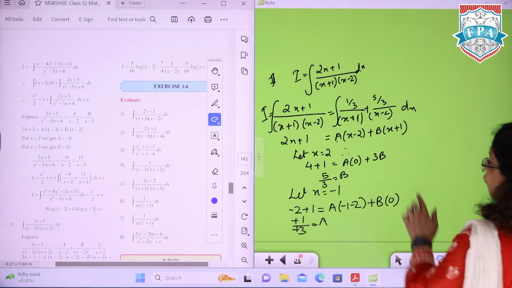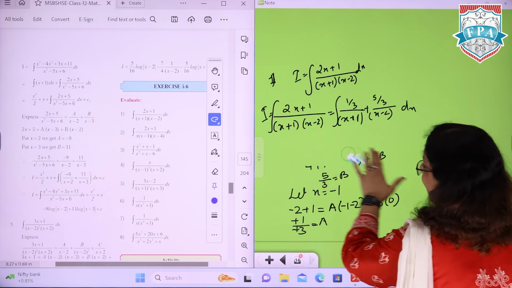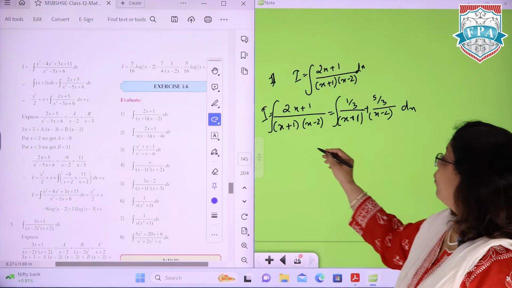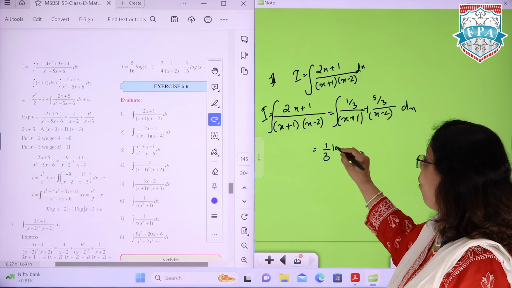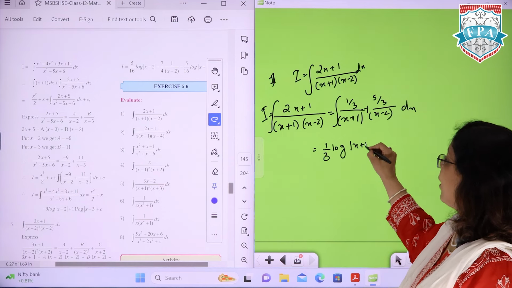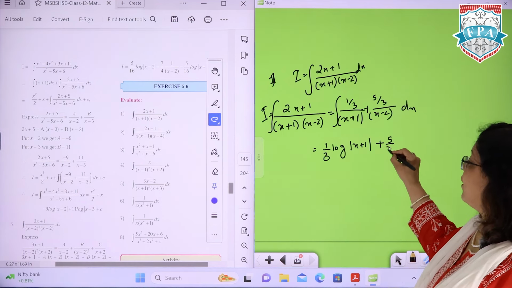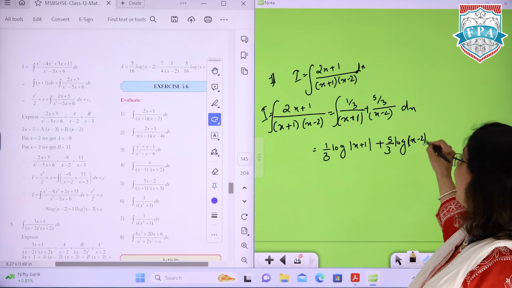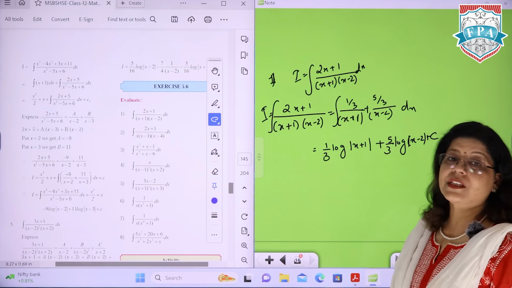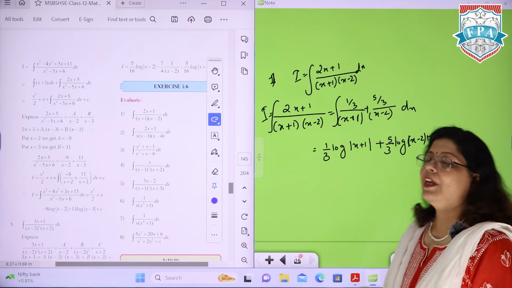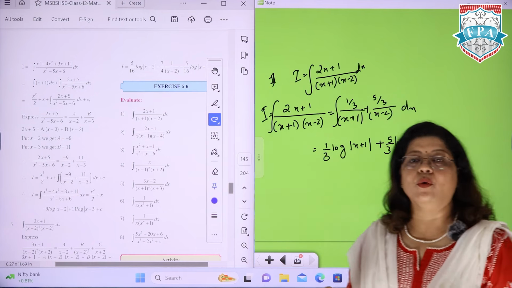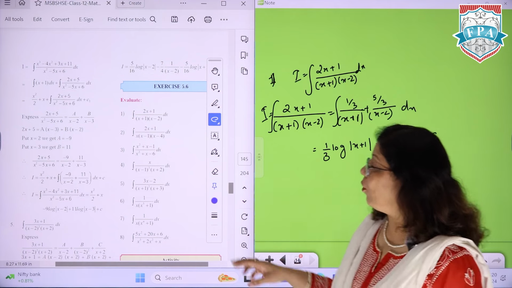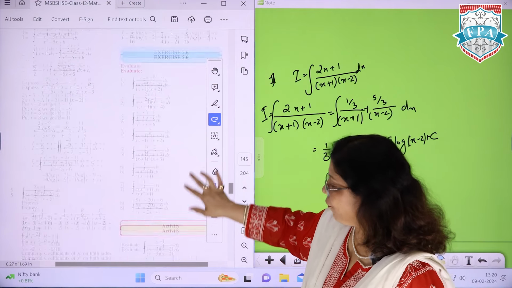This is the question format now for us, and we simply have to integrate it, which will become 1 by 3 log of (x plus 1) plus 5 by 3 log of (x minus 2) plus c. You can leave the answer in this format, or you can apply the rule log m plus log n equals log mn. So this was the last part of the chapter, which was dealing with partial fractions.